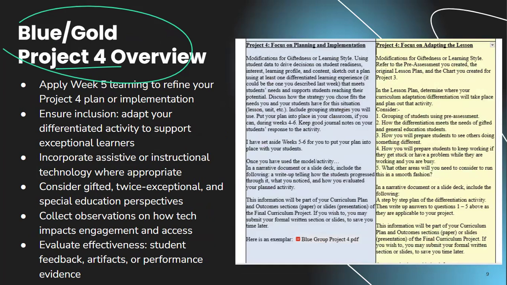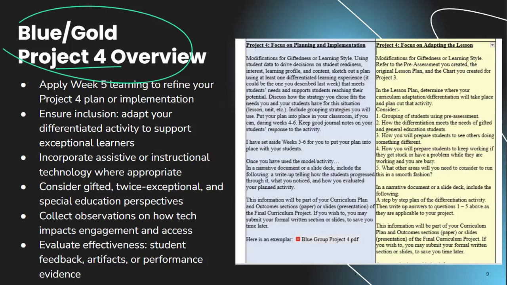As you continue working on Project 4, the planning and implementation piece, use this week to strengthen your design by explicitly embedding support for exceptionalities and thoughtful use of technology. Begin by revisiting your pre-assessment and the differentiation plan you developed earlier. Ask, does my activity truly meet the diverse needs of all students, including those with exceptionalities?